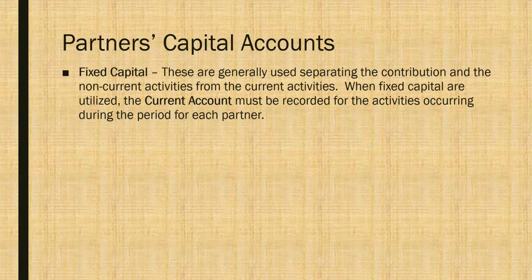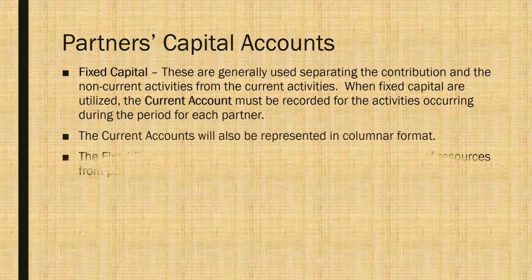So when you have a fixed capital account, then you also have the current account prepared, which records the activities occurring during the period. So then you see the interest on capital, the salaries, the share of profits, the interest on the loan, and those things are credited to the current account. The drawings and the interest on drawings are debited to the current account. So then you see what profit the person would have left in the business, or what they would have withdrawn in excess. So that's what the current account will show, right?